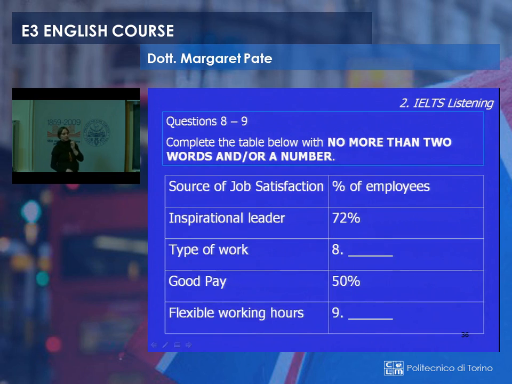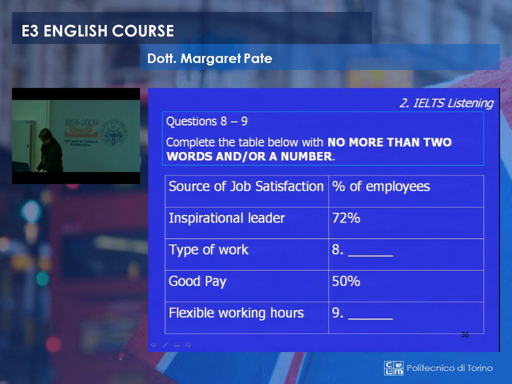And here's the question. Let's try to complete the next section. And what's more, I believe it's still valid today. During an early 21st century survey of full-time employees, when asked what gave them job satisfaction, 72% said having an inspirational leader. 55% of those questioned found satisfaction in the challenging nature of their work, 50% by being paid well, and 40% said flexible working hours.